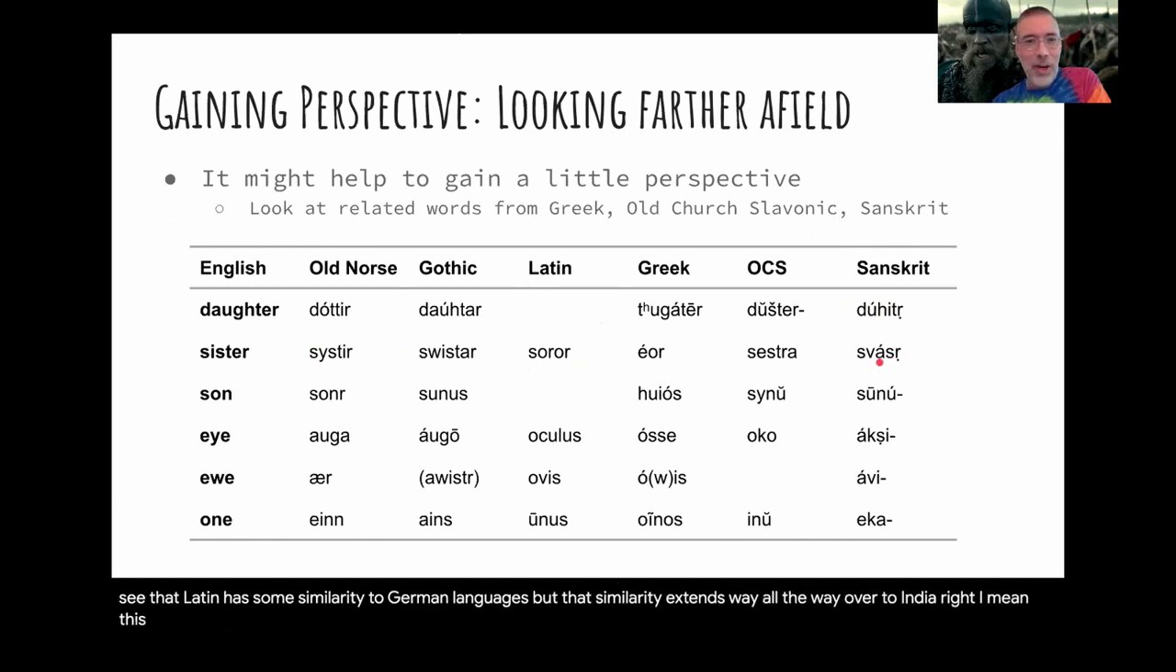I mean, this looks very much like the Gothic word. You have to understand that Greek has a tendency to lose S's, especially between vowels, but also initially sometimes, right?